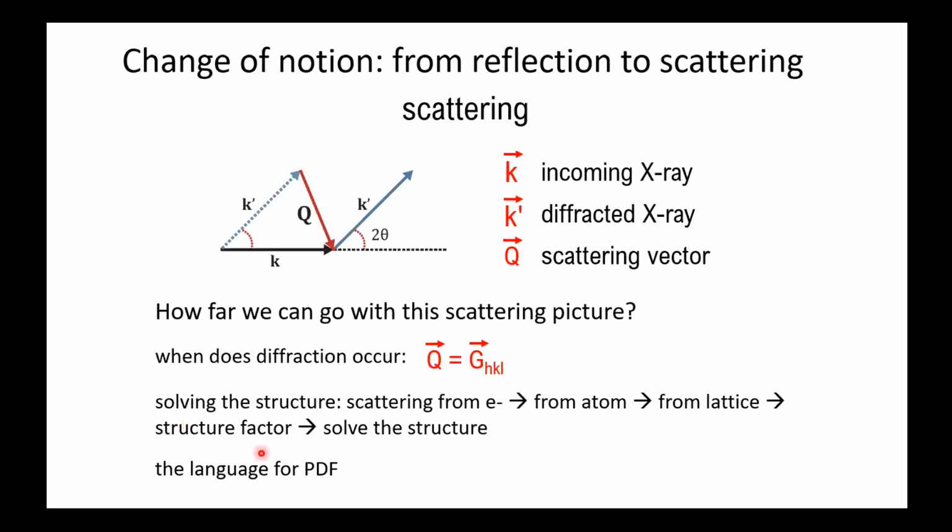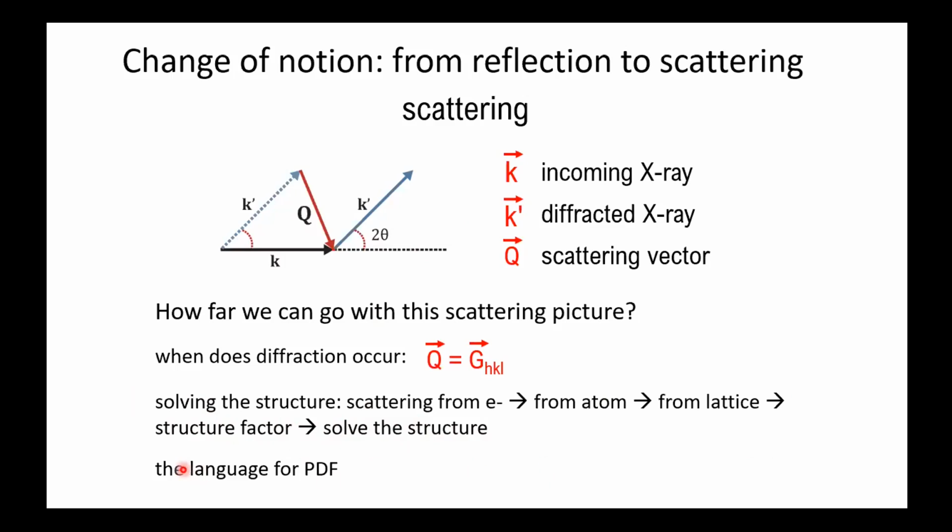Then we reach the structure factor, which correlates the intensity we collect with all the atomic positions in the cell. So we establish this kind of correlation, and then we solve the structure. Using the measured intensities and the resulting structure factor, we want to identify the locations of the atoms. That's basically solving the structure. And this whole thing is based on the scattering picture.